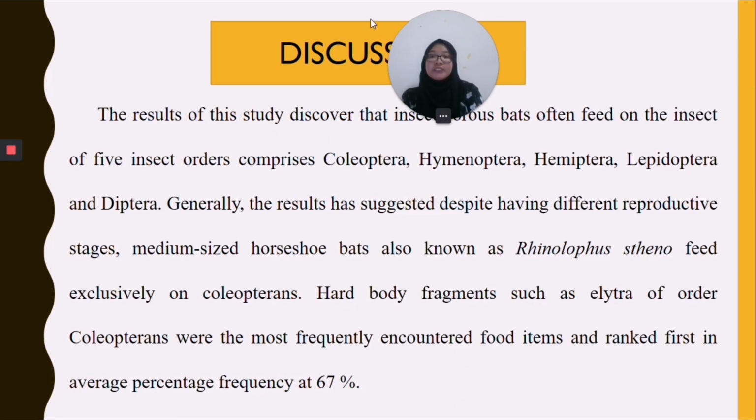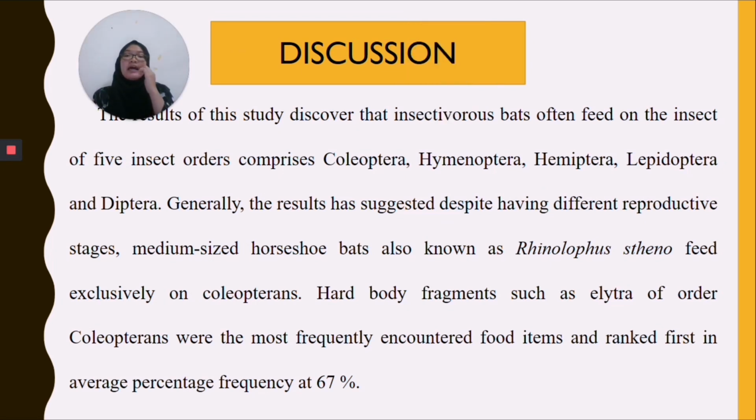For the discussion, for my first objective, I can see that the result of this study, they have discovered that insectivorous bats feed on the 5 insect orders, like Coleoptera, Hymenoptera, Hemiptera, Lepidoptera, and Diptera. So for my first objective, I can say that the main insect consumed is Coleoptera. Okay.